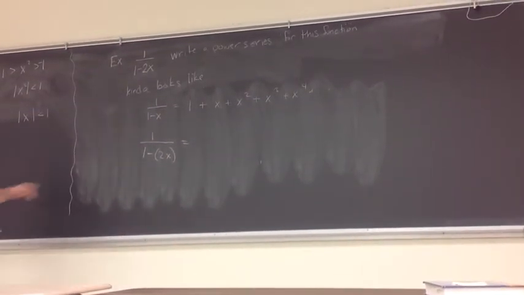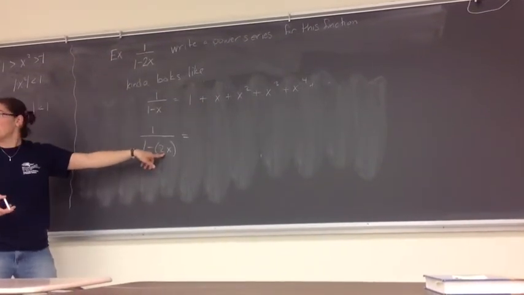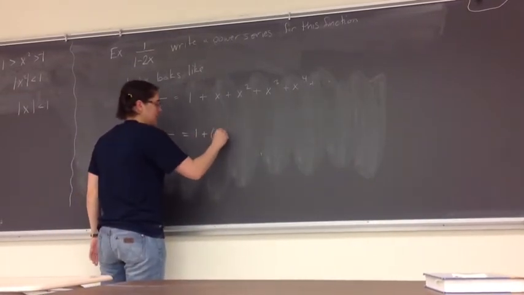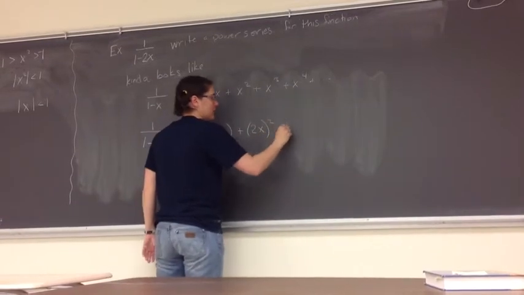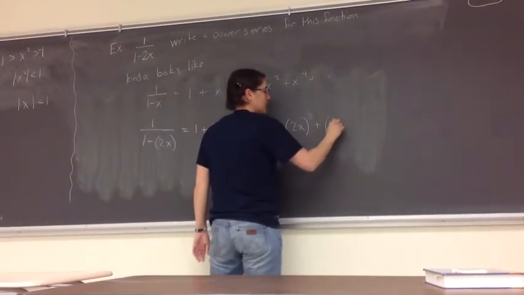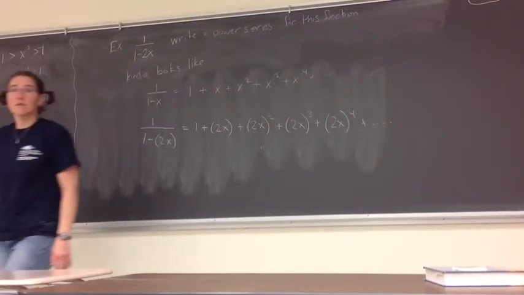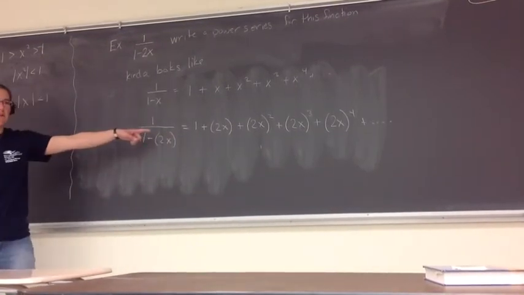So everywhere up in the original series that I see an x, I'm going to replace that with my stuff, which is my 2x. And so I've got 1 plus 2x plus (2x) squared plus (2x) to the 3rd plus (2x) to the fourth plus dot dot dot. And so here's my power series. Any questions about what I wrote down right here?